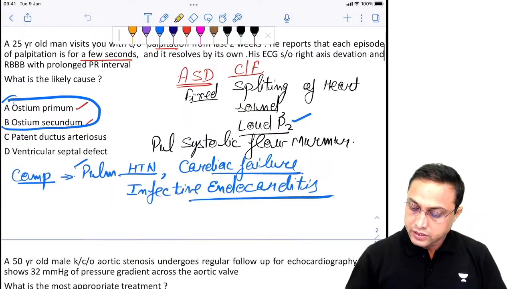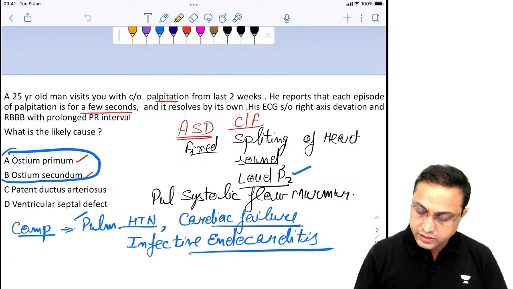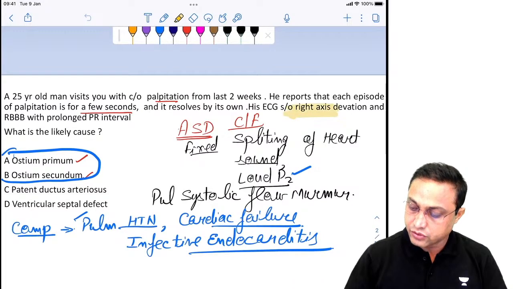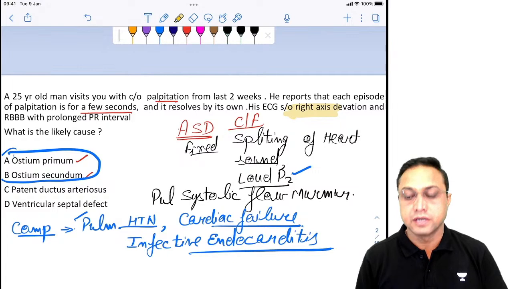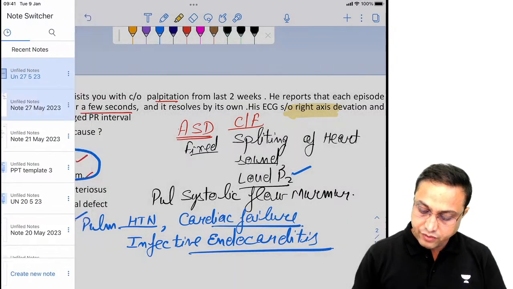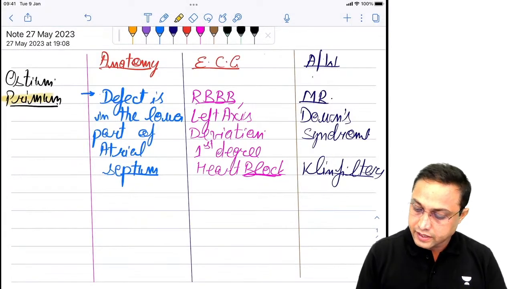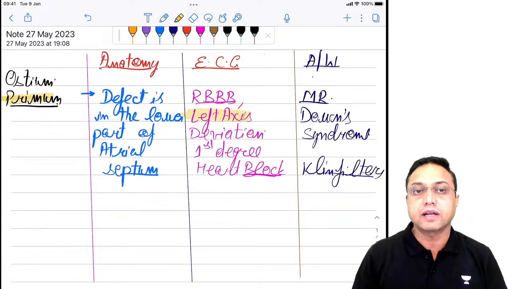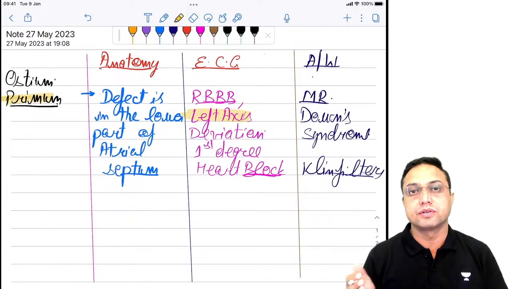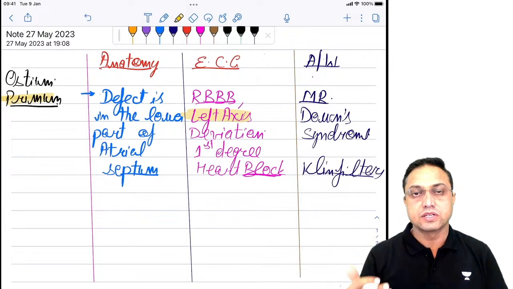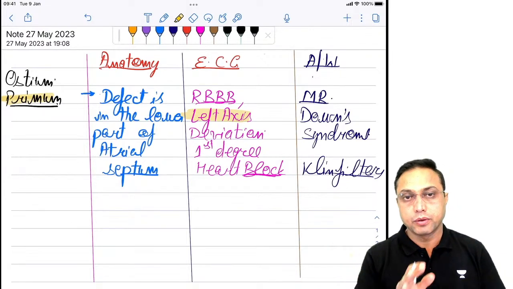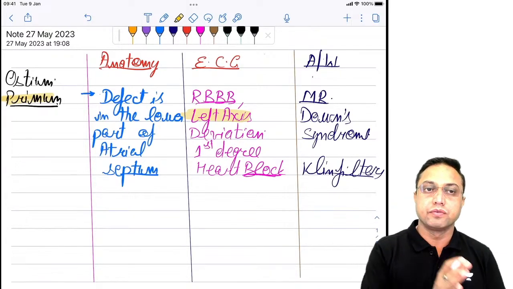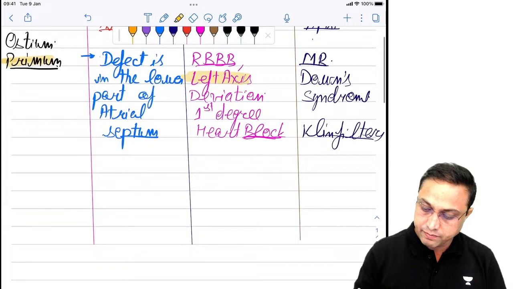Now, guys, please focus. Let me take you back to the question. The patient was having right axis deviation. If we were talking about the ostium primum, the patient would have left axis deviation. This characteristic feature segregates the ostium secundum from the primum. So by this left axis deviation, we rule out the ostium primum.